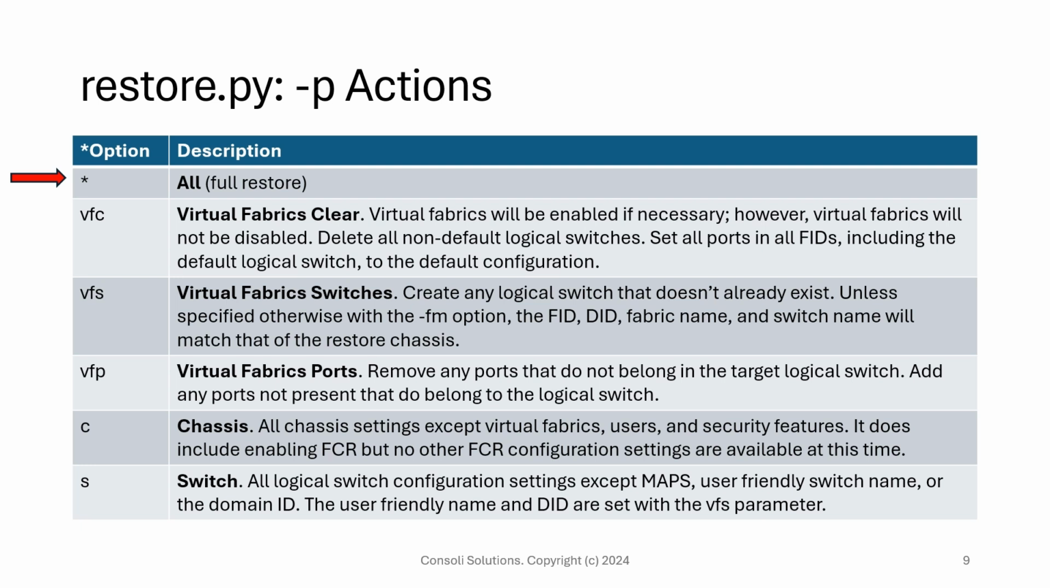Asterisk, well, that's everything. Do a full restore. VFC tells me to clear out all the logical switches and restore all the ports back to their factory default. VFS, that's restore all the virtual fabric switches, all the virtual ports, all the chassis parameters, all the switch settings. The difference between VFS and S is that with virtual fabric switches, you're just creating the logical switch. You're not configuring the switch, whereas S configures the switch.